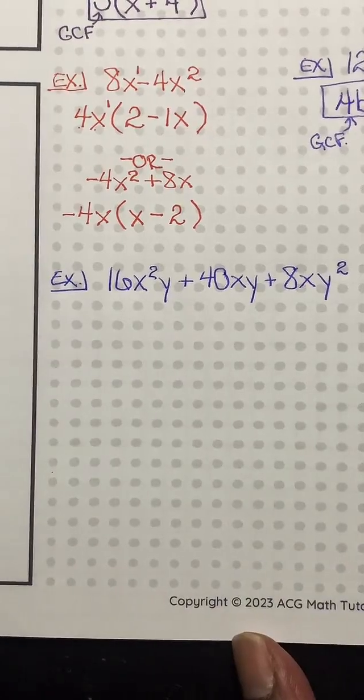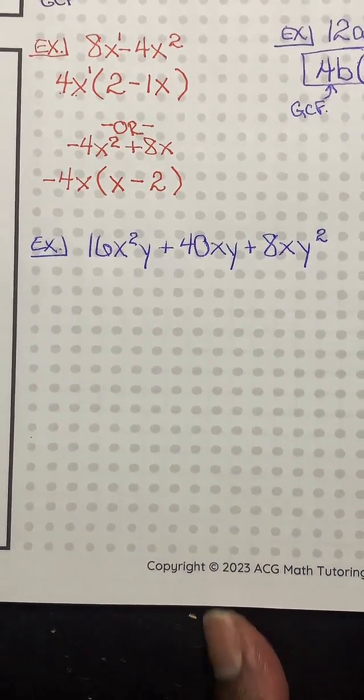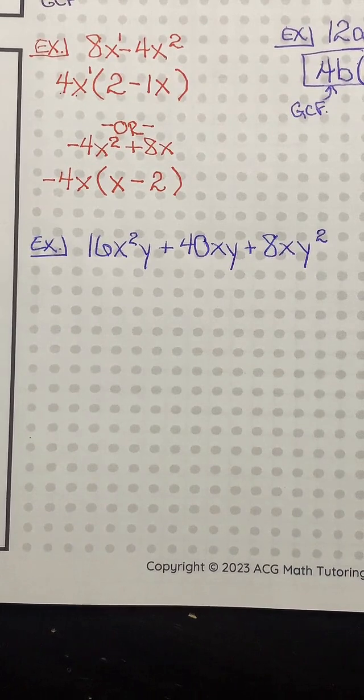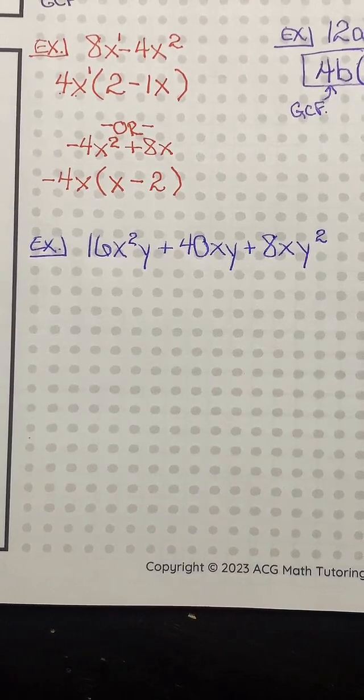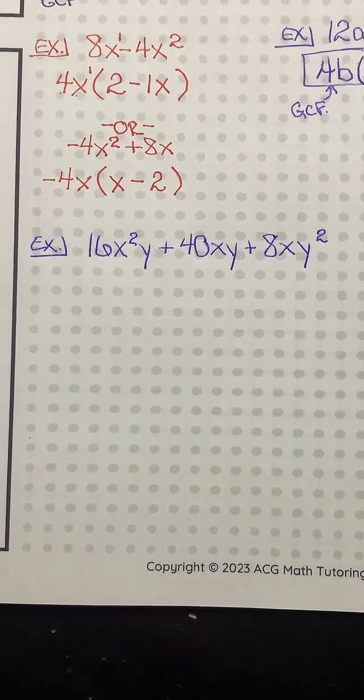Let me shrink that down a bit so we can see the whole thing. Okay. Hey, Hector, how are you? Wasn't clicking. That's all right. All right. So 16x squared y plus 40xy plus 8xy squared.